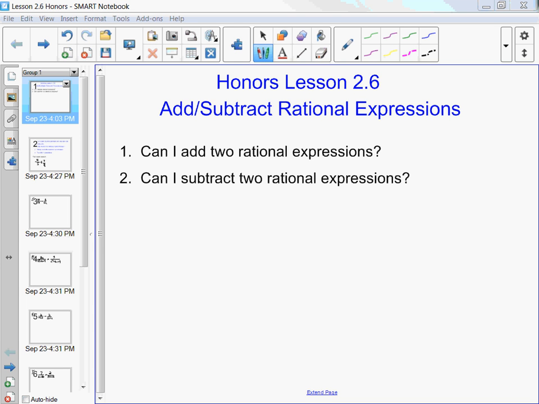Okay, lesson 2.6, add and subtract rational expressions. Here are the two essential questions. You can pause it while you write these down.